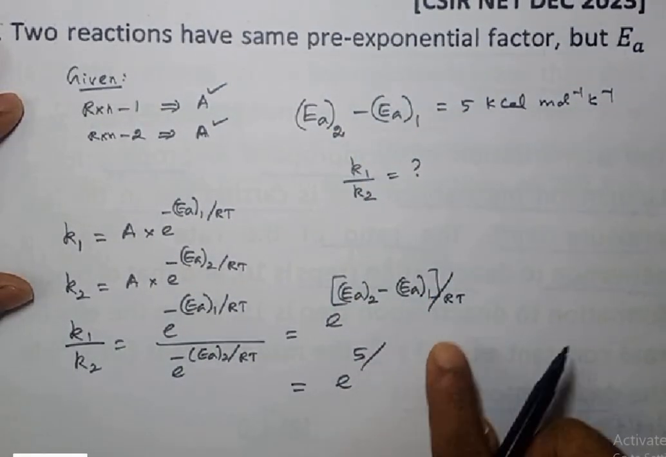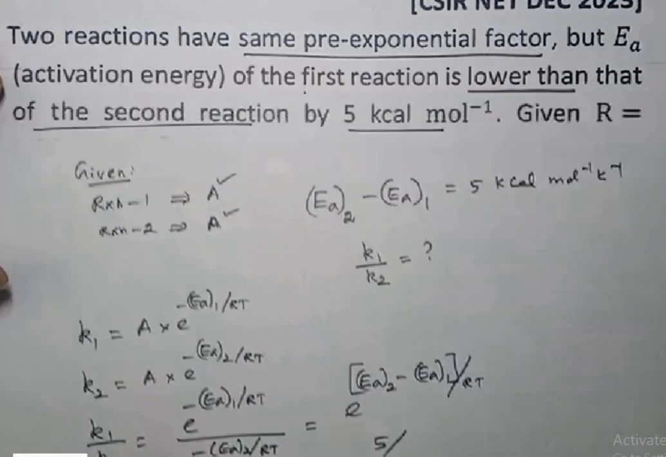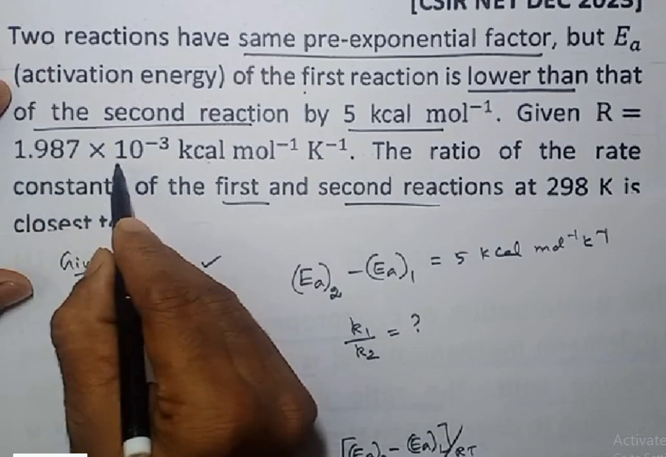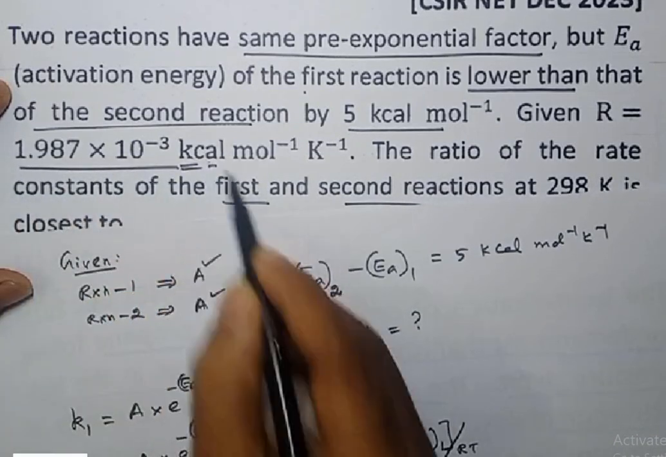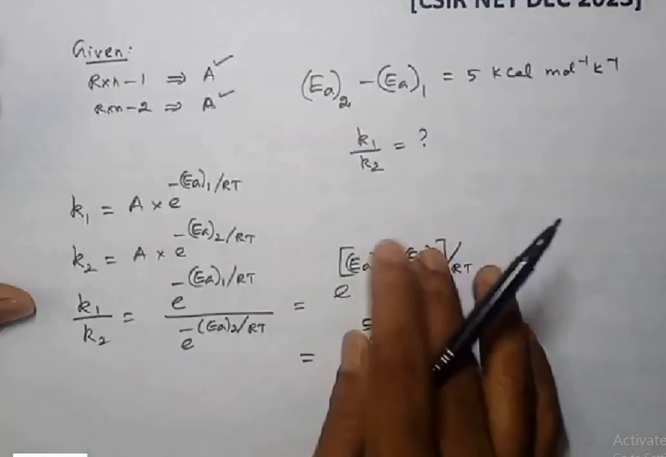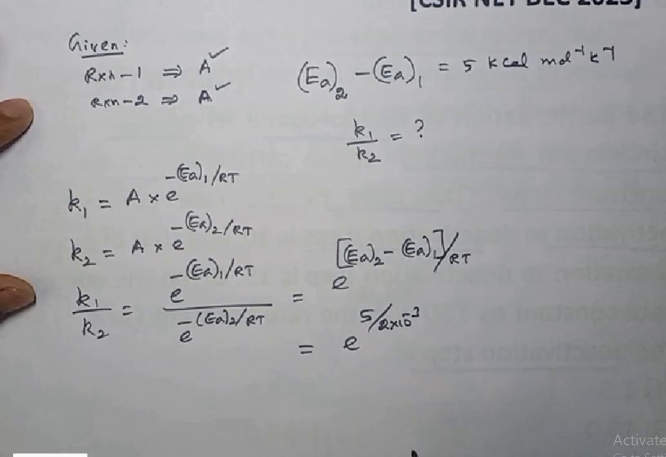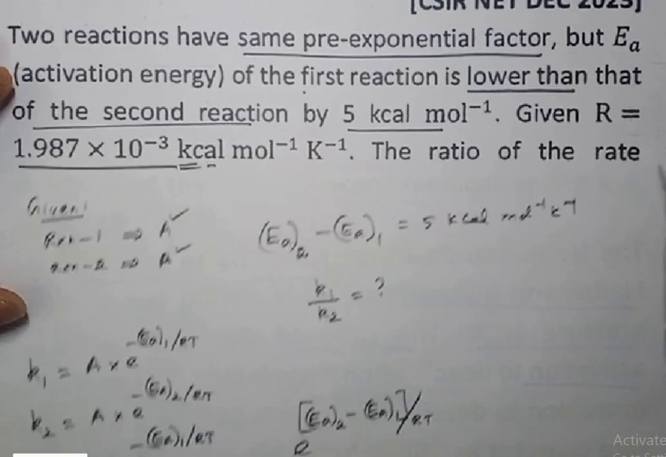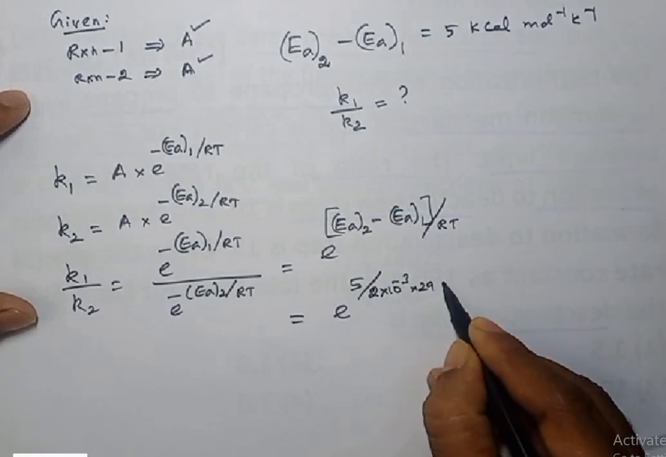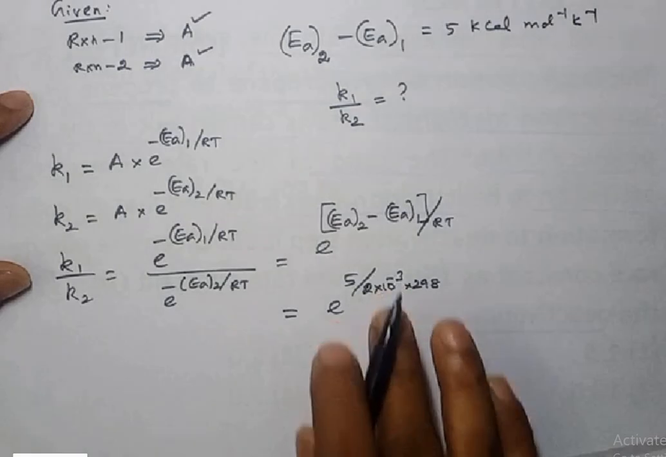5 divided by the R value, which is also given in kilocalorie per mole. What's the value of R given? R is 1.987 times 10 power minus 3 kilocalorie. So we can write it as such. 1.987 is roughly 2, so let me use the value 2 into 10 power minus 3. That's the value of R. And temperature is given as 298 Kelvin. So this value we need to find out.